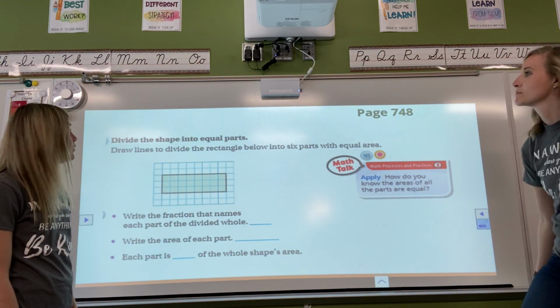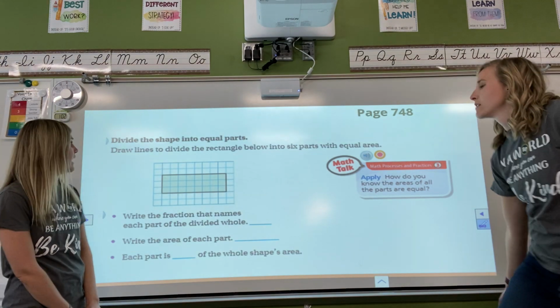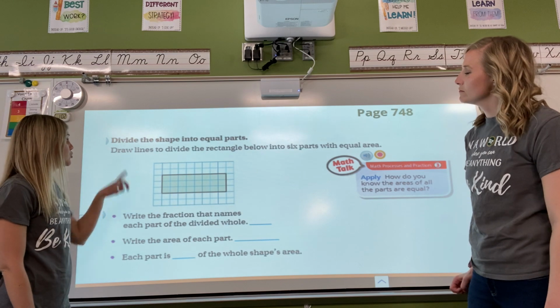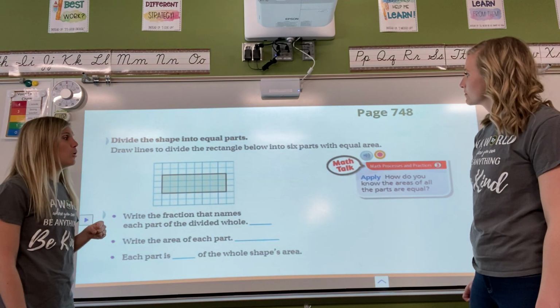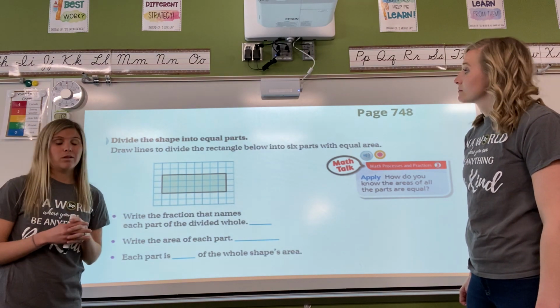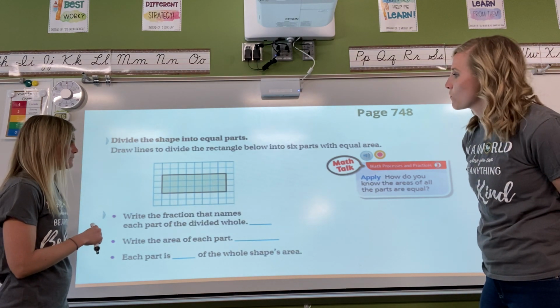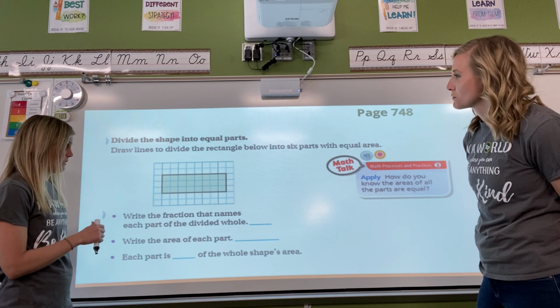All right. We're still on page 748. It says divide the shape into equal parts. Draw lines to divide the rectangle below into 6 parts with equal area. Okay, so I want to figure out how I can split that into 6 parts.